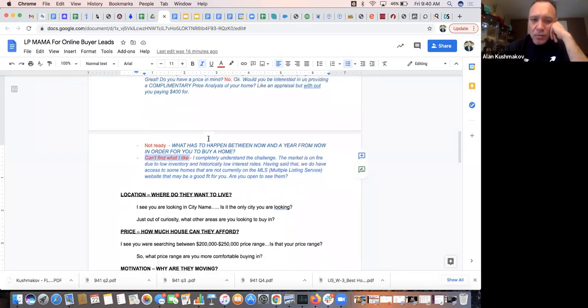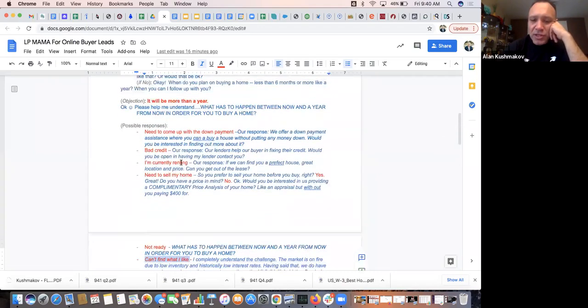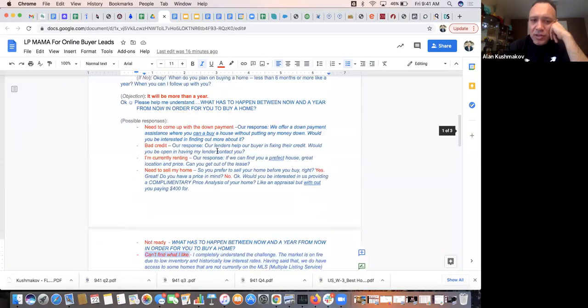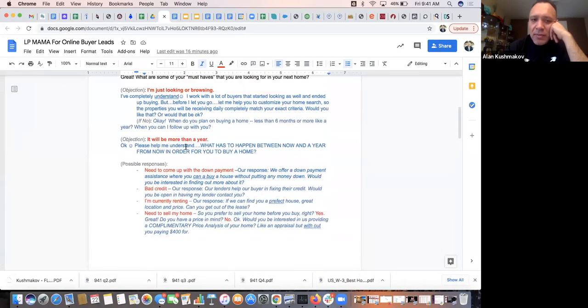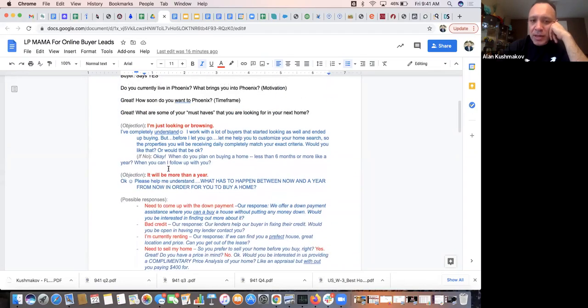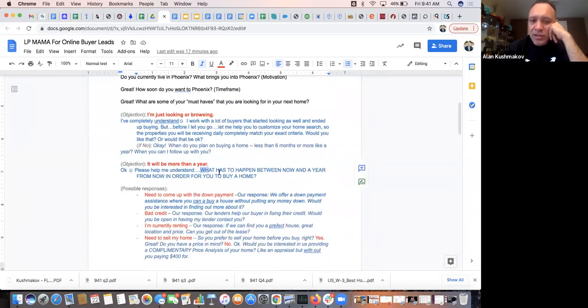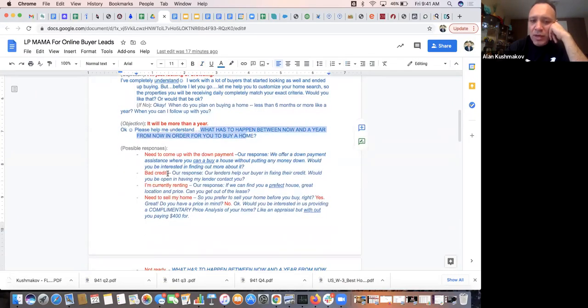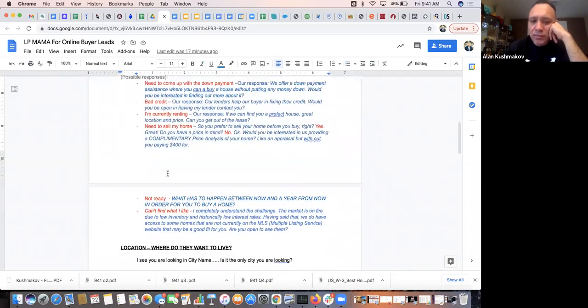Okay. So these are some of the objections that you get. And these are the handlers, the objection handlers. And again, they may come up during the conversation, they may not. If they may not, you may want to ask this question. If they do come up during the conversation, this is what you have to be prepared to answer them with.